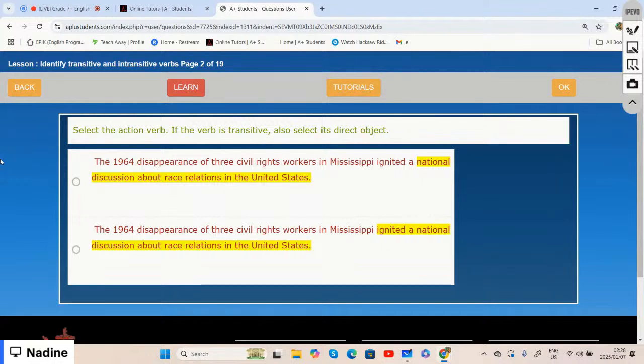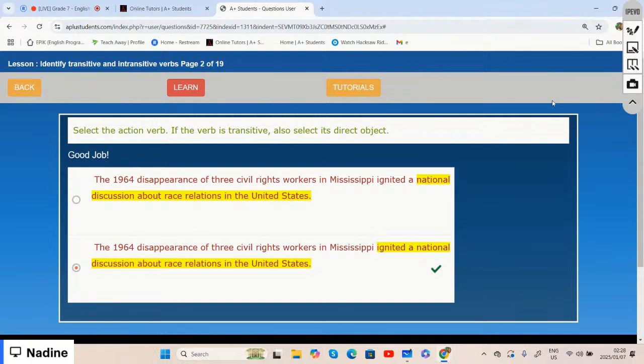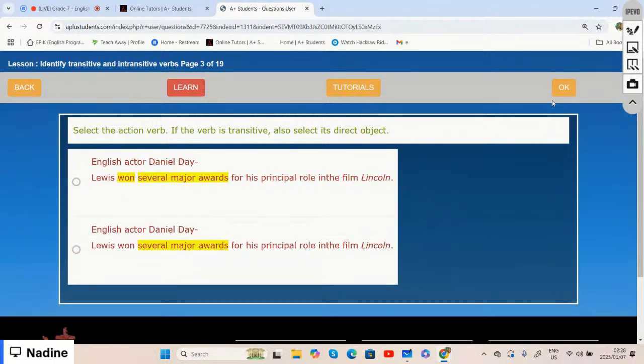So, option one, national discussion about race relations in the United States, or option two, ignited a national discussion about race relations in the United States. Which one is correct? All right, and if we were to choose the correct option, because remember they say we need to identify the verb that is transitive and the direct object, so we'll go with option two, ignited a national discussion about race relations in the United States.